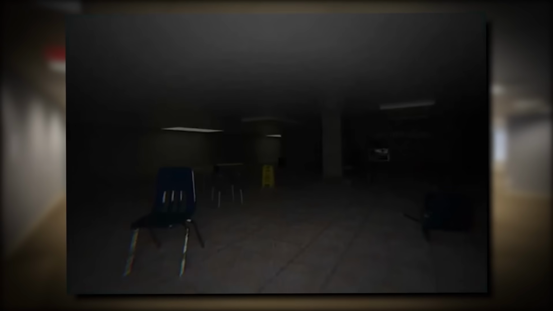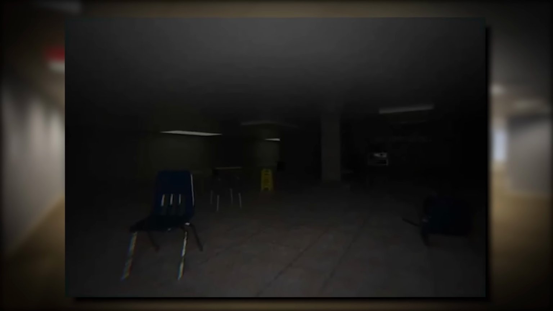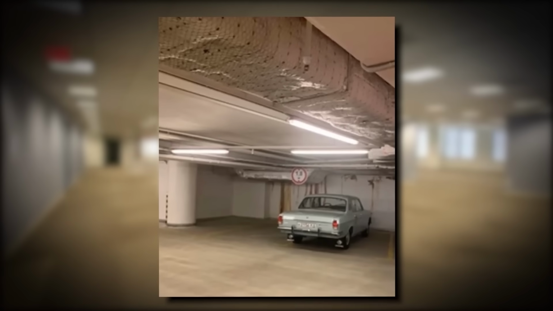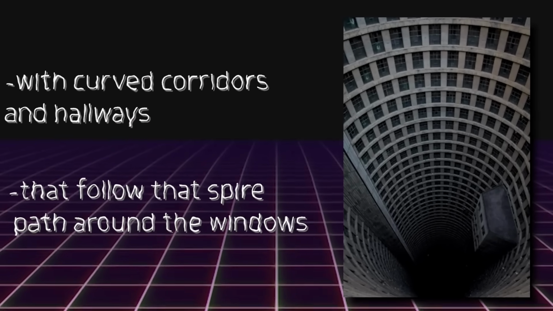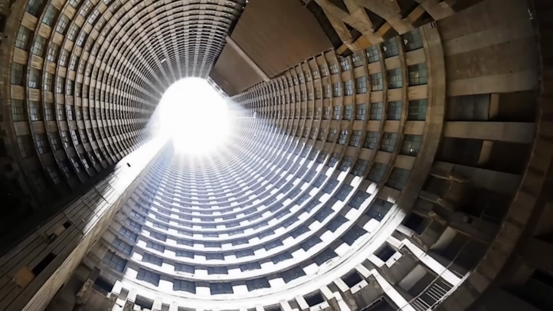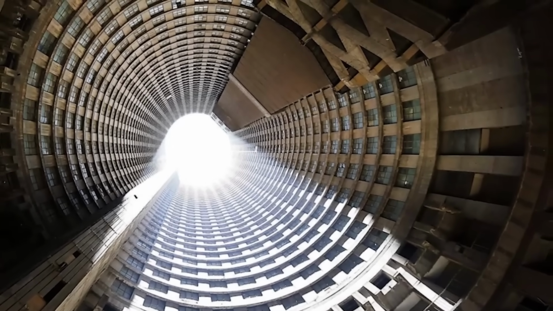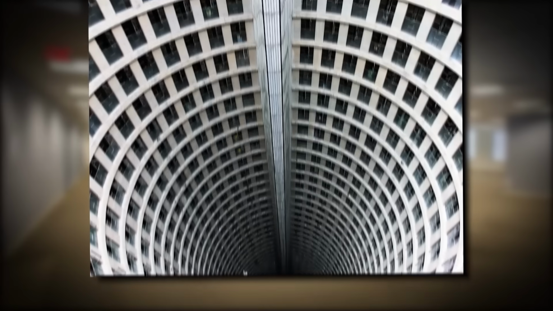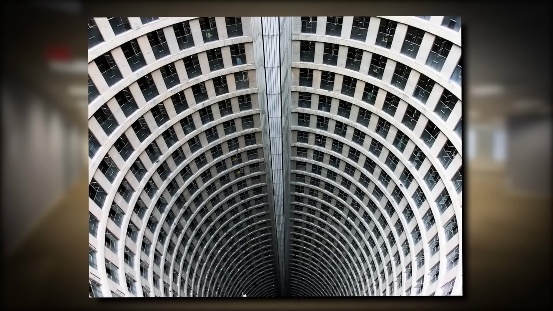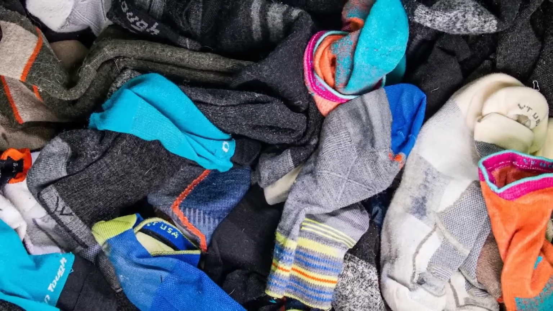It is said that the interior of each of these spires are arranged in a hashtag pattern with curved corridors and hallways that follow that spire path around the windows. So pretty much all of them are curvy and windy and are cylindrically shaped in a certain way. Most of the halls inside of the buildings are extremely dark, and without the use of lights, you can't really see because usually the only light that you'll have comes in from the windows, but it doesn't really reach the hallways. And here's where the sock theory comes in.